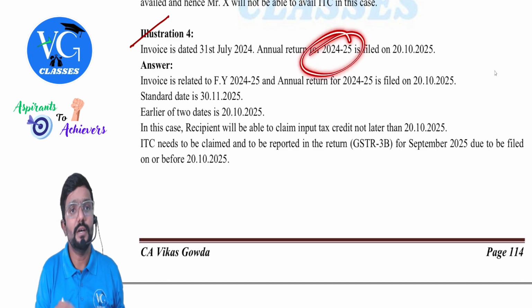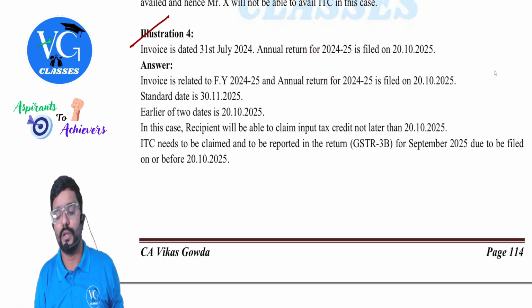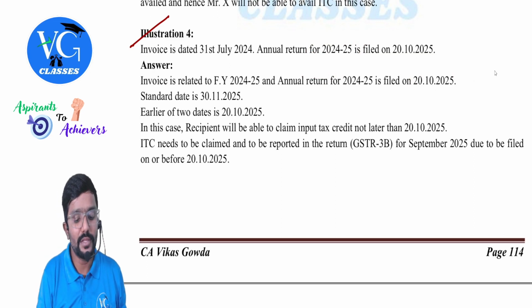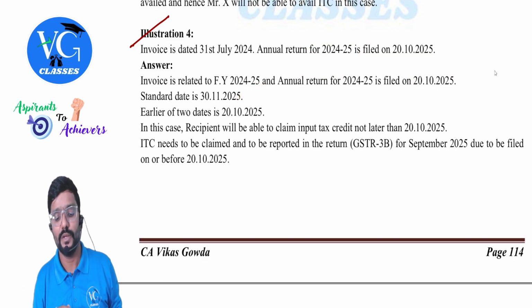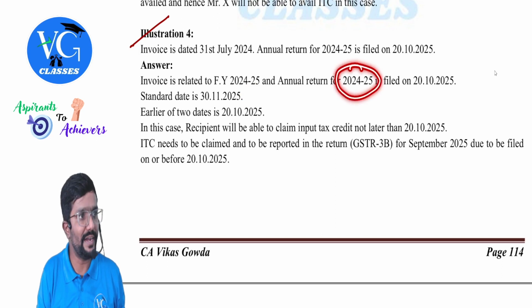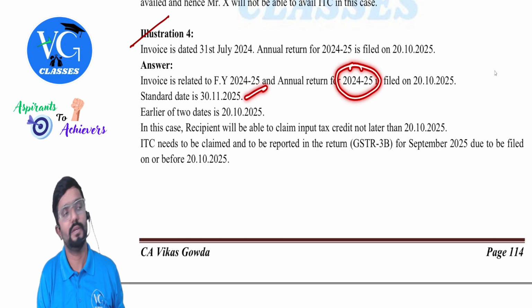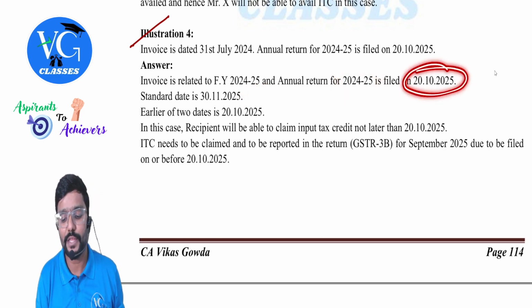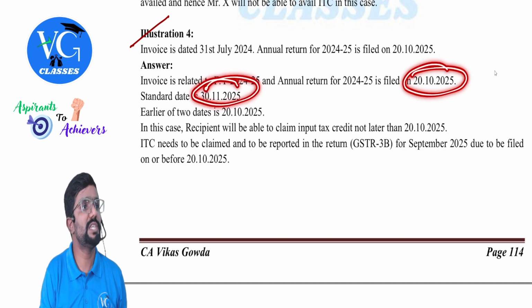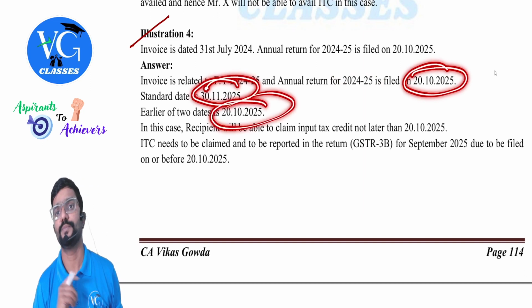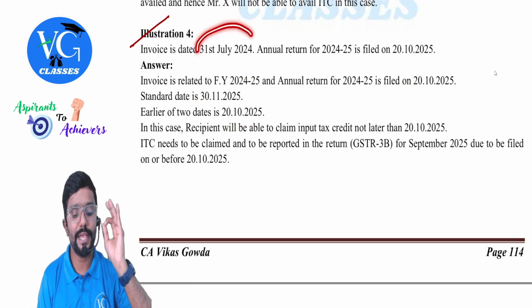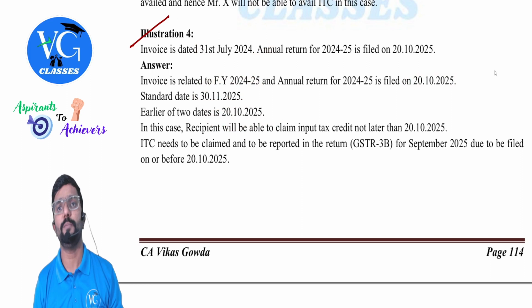So for this year, the recipient has filed the annual return on 20th October. And what is the standard date, people? 30th November of next year. So the invoice was relating to 24-25. 30th November of next year means which year? 2025. So now compare both the dates: 20th October or 30th November. Whichever is earlier, people. 20th October. Now, for this invoice, what is the deadline to claim credit, people?